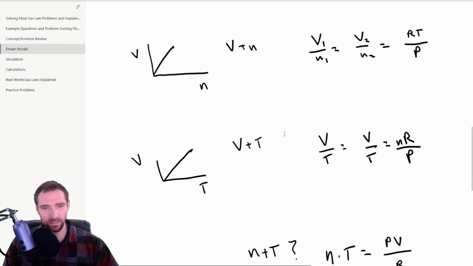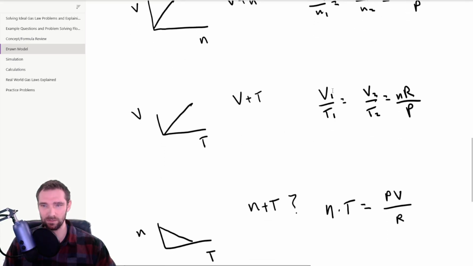And then same thing here, you can see with volume and temperature, how they're related. They're also going to be increasing directly. So if you had a balloon and you were to make it warmer, it's going to get bigger, right? That kind of makes sense. So if you double the temperature, you should double that volume.